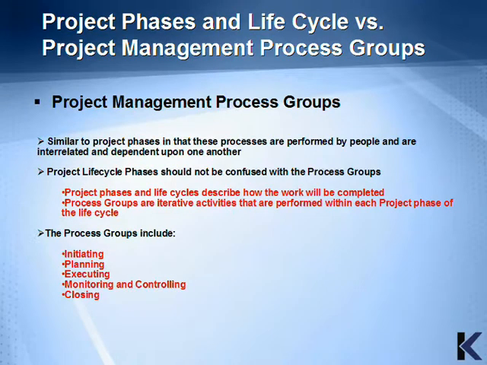The project management process groups are similar to project phases in that these processes are performed by people and are interrelated and dependent upon one another. But project life cycle phases should not be confused with the process groups. Project phases and life cycles describe how the work will be completed. Process groups are iterative activities that are performed within each project phase of the life cycle. The process groups include initiating, planning, executing, monitoring and controlling, and closing.